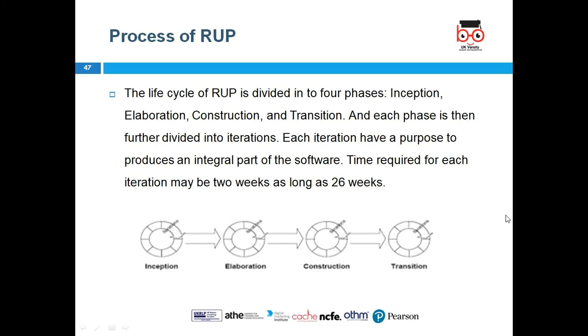Elaboration is the design, construction is the coding, and transition is the testing and delivery. So like I said, RUP is the process advised by the three writers, Grady Booch, Rumbaugh, and Jacobson. UML Distilled is one of the books.